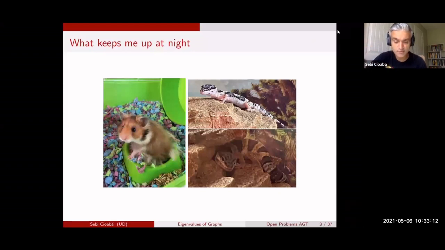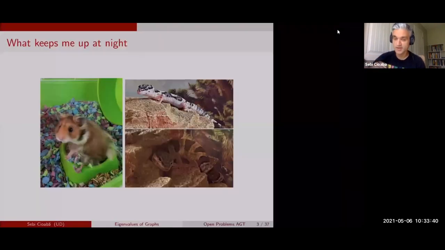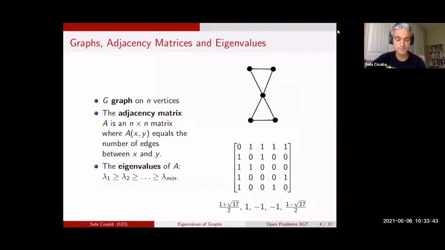My kids recently have gotten a Syrian hamster, that's Humphrey on the left. And as soon as they go to bed and the night falls, he starts running on that wheel. So he's very active during the night, very dedicated. Plus we got leopard geckos. These ones are much quieter than the hamster.